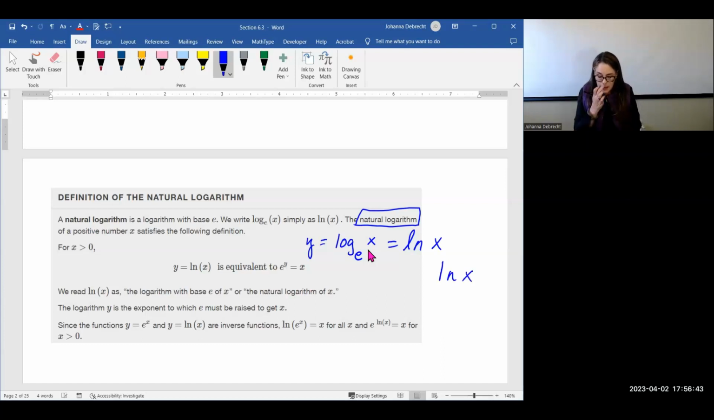Now, I like to make my L's cursive because otherwise, I don't know, that just doesn't look quite right to me. Somehow in text, it looks good, but when I handwrite it, I don't like it. So I tend to cursive my L and print my N and my X.